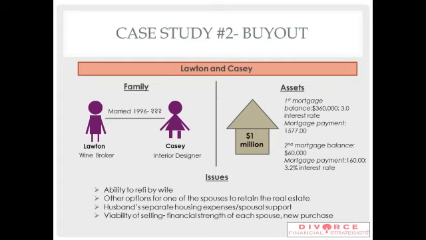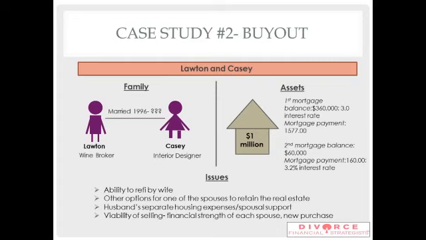So in Lawton's case, due to some personal issues, he's had an unequal employment situation. He has been, in the early years, in the middle years of the marriage, quite successful as a wine broker, has worked for some major wine houses. But Casey has actually, for a good stretch of time, been supporting the family and their home on her income as an interior designer.